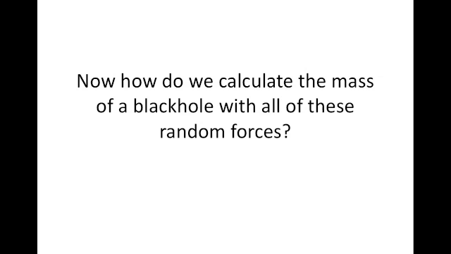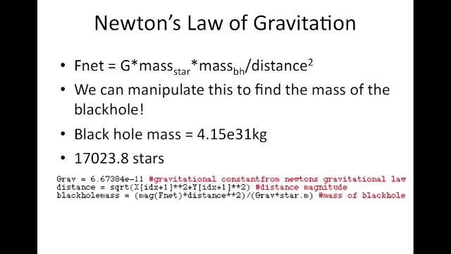Now, we might be getting a little lost in all these forces and velocities and momentums. So how do we actually calculate the mass of a black hole with all of these forces? We can figure this out by using Newton's law of gravitation, where the F-net, or what we found to be dp/dt, is equal to the gravitational constant, 6.67 times 10 to the negative 11th, times the mass of the star, times the mass of the black hole, over the distance squared. We can manipulate this to find the mass of the black hole. We find that the mass of the black hole, using the equation below, is equal to 4.15 times 10 to the 31st kilograms. This is about 17,000 of the stars we are given.